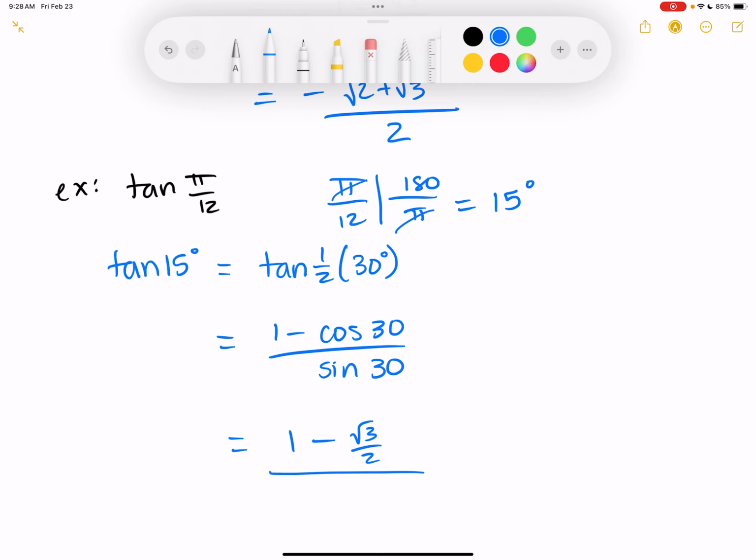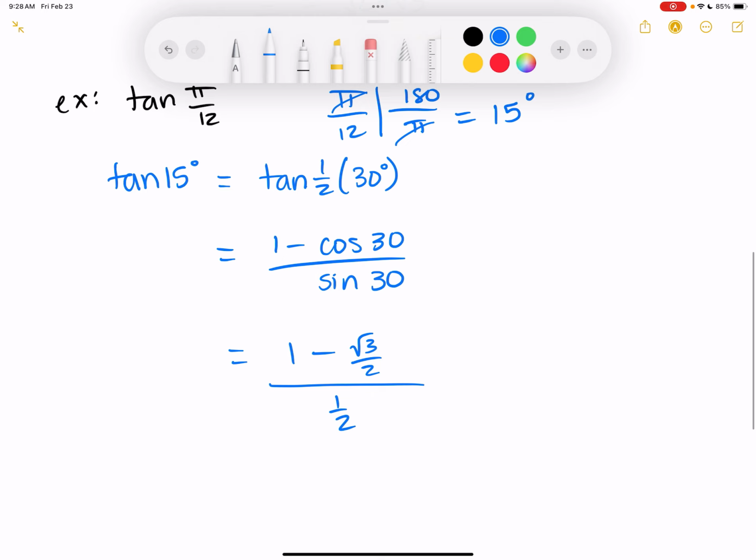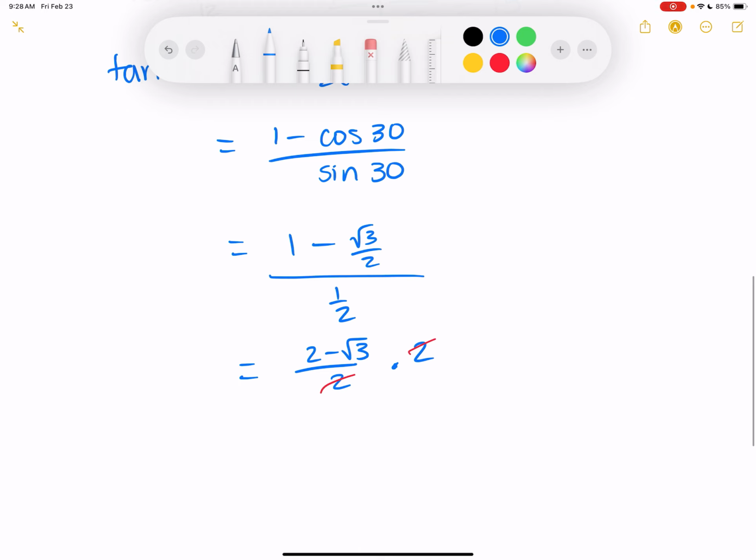1/2. So on the top, I would get a common denominator. So that's going to be 2 minus root 3 over 2, but it's divided by 1/2, so I would keep, change, flip. Multiply by 2. 2's cancel. And I'm left with 2 minus the square root of 3. So how does the 1 become 2? Like on the top. 2 over 2. Okay. Yeah.